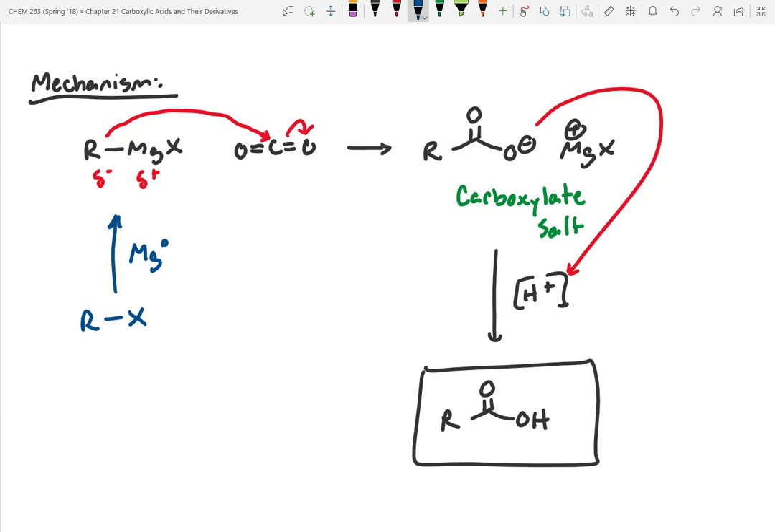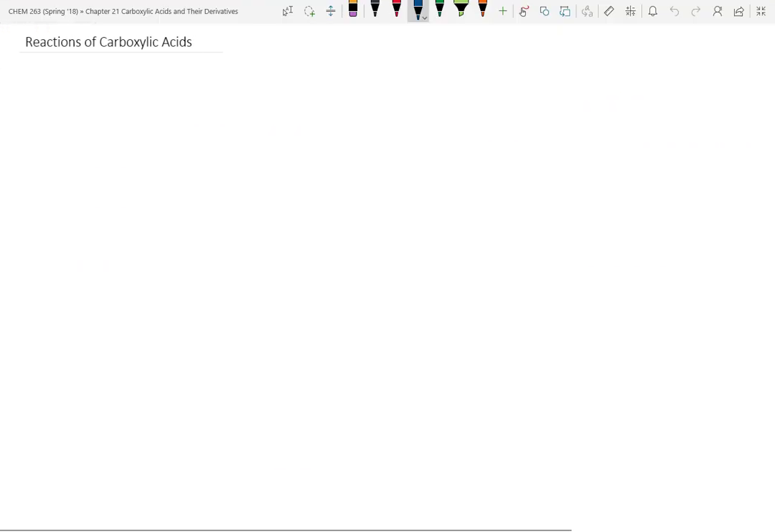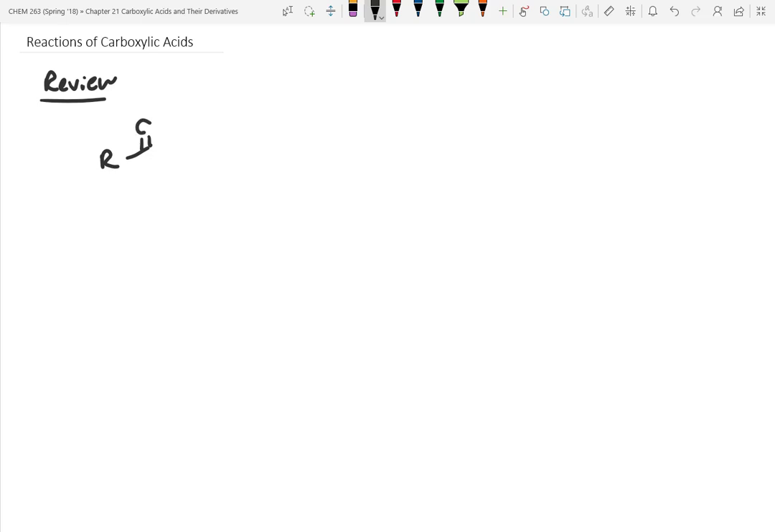Now we've got to look at reactions of carboxylic acids, we just did preparation of. And again, most of this is going to be review. But I think it's good review, especially for the ACS. Let's say I have a carboxylic acid and I want to go to a primary alcohol. What reagent do we need?